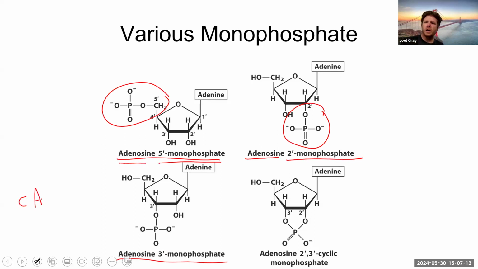And then if you've taken any sort of physiology class, you've talked about a molecule known as cAMP, cyclic adenosine monophosphate, that's a secondary messenger that's involved in tons of different processes.